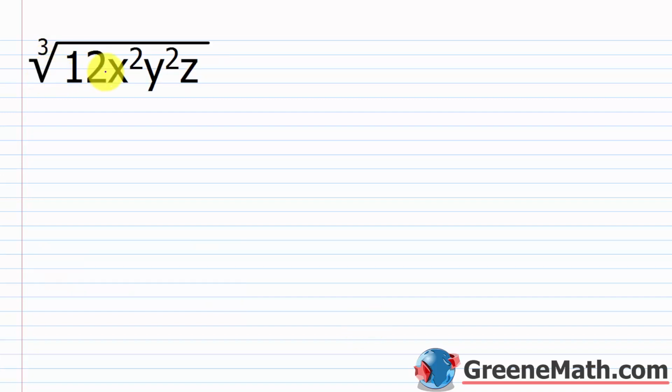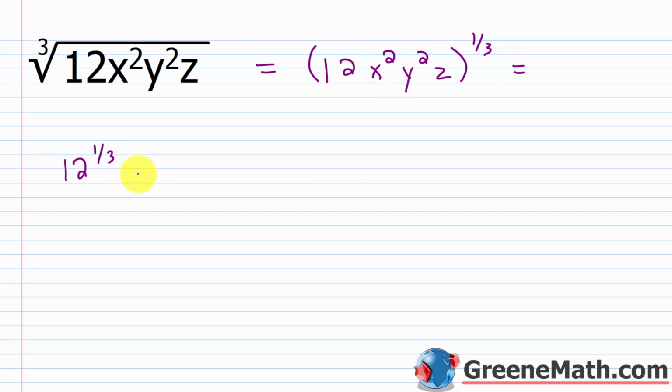What if I had something like this? I have the cube root of 12x squared y squared z. Notice how it's all multiplication here, okay? So I could write this as 12x squared y squared z inside of parentheses and raise this guy to the 1/3 power. And again, because it's all multiplication here, there's no sum involved, I can put 12 to the power of 1/3. I can put x squared to the power of 1/3. So power to power rule, that would be x to the 2/3 power. And we'll talk about what that means in a minute. Then we would have y squared raised to the 1/3 power. So power to power rule, 2 times 1/3 is 2/3. And then you'd have z raised to the power of 1/3, okay?